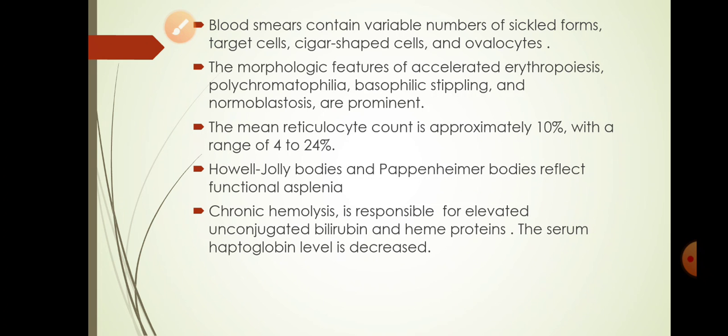Howell-Jolly bodies and Pappenheimer bodies reflect functional asplenia. Chronic hemolysis is responsible for elevated unconjugated bilirubin and heme proteins. The serum haptoglobin level is decreased.